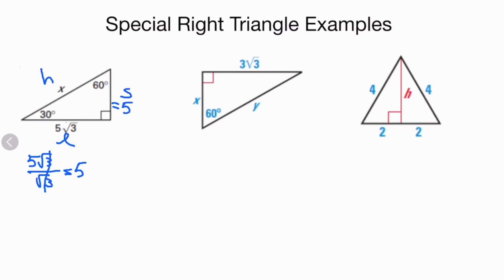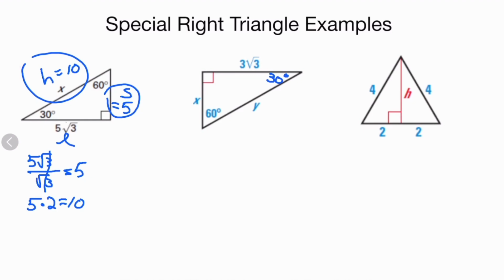Once I've got my shorter leg, I can find my hypotenuse. Hypotenuse is just shorter leg times 2. So that's going to be 10. Shorter leg 5, hypotenuse 10. Let's see this second example. They told me one of the acute angles is 60, which means this one has to be 30. I always write it in. There's just something about seeing that visual.